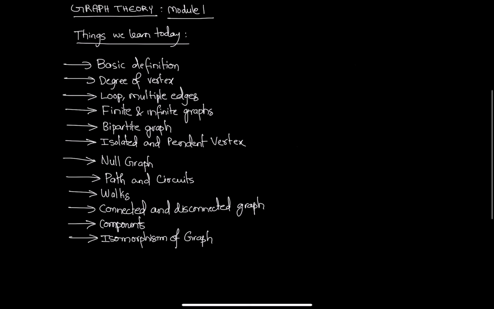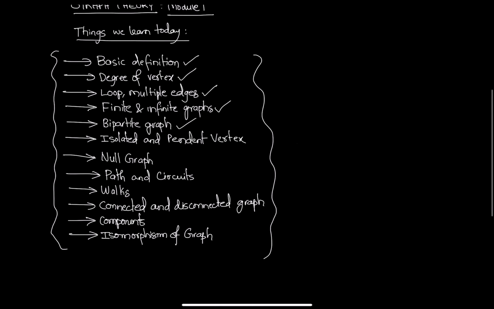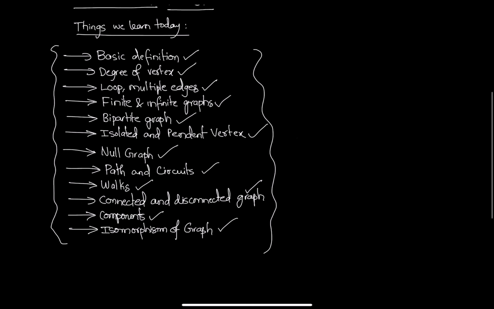So we learned this amount of things. We learned the basic definition. We learn about degree of vertex, loop and multiple edges, finite and infinite graphs, bipartite graph, isolated and pendant vertex, null graph. We learn about path and circuits, walks, connected and disconnected graphs, components, and isomorphism of graph. So let's get started anyways.